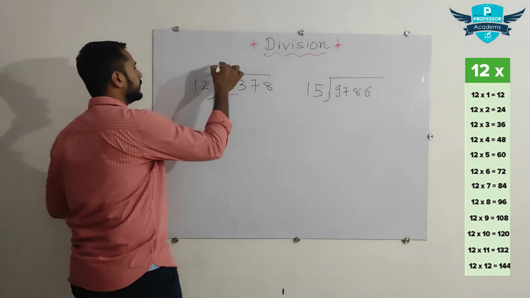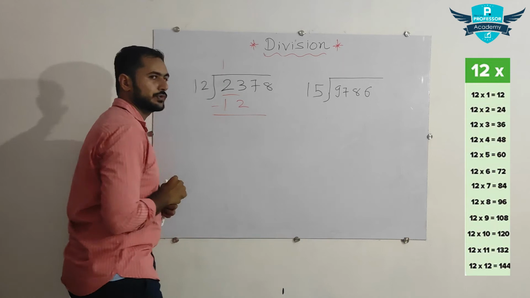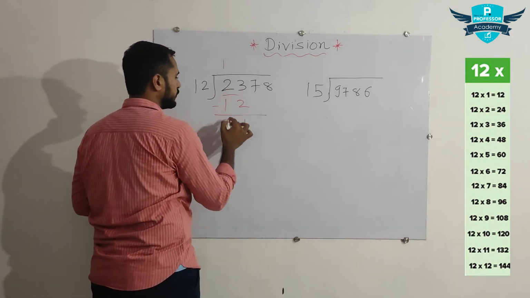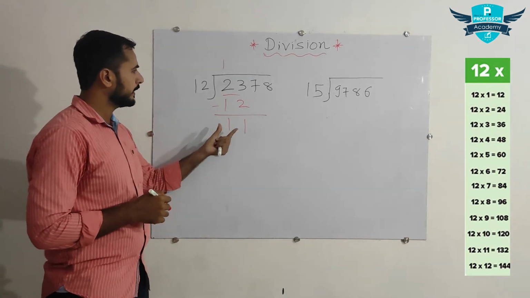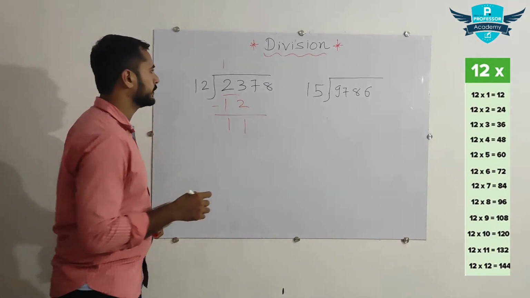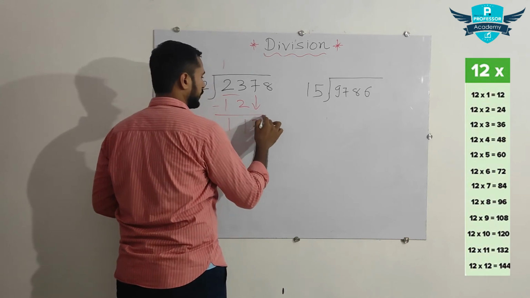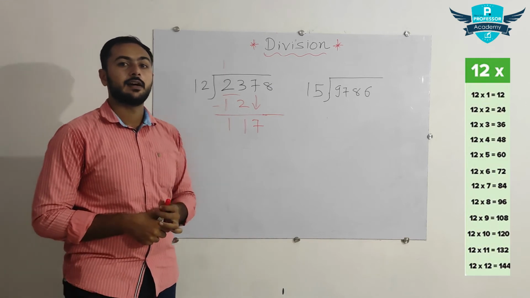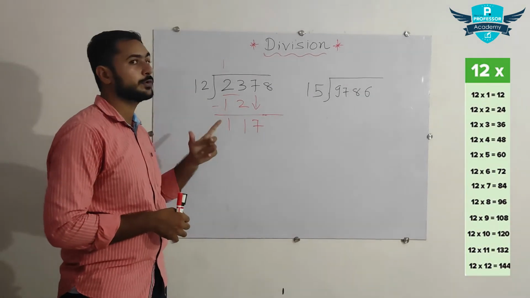It means we will use 12 ones are 12 only and just subtract this. So 3 minus 2 is 1 and 2 minus 1 is again 1. Now here 1 and 1. In the next step we need to bring down the next number, that is 7. So the new number is 117. Again the next task is we need to find 117 in the table of 12.